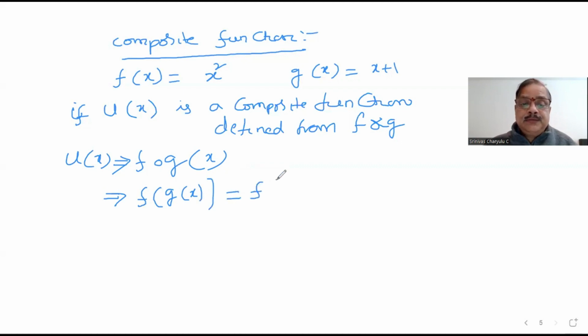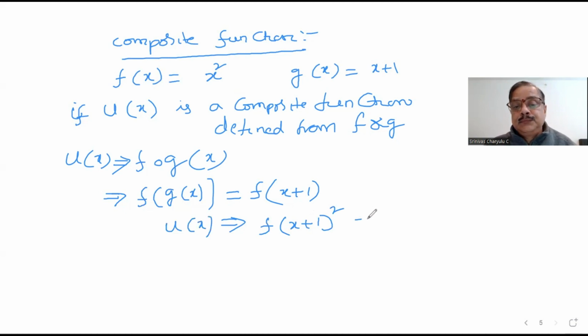That means f of, what is g of x here? x plus 1. Our original function is f of x equals x square. Now in the composite function, we have to put x plus 1 wherever x is there. So we write our original function f of x plus 1 whole square. This is our composite function now.